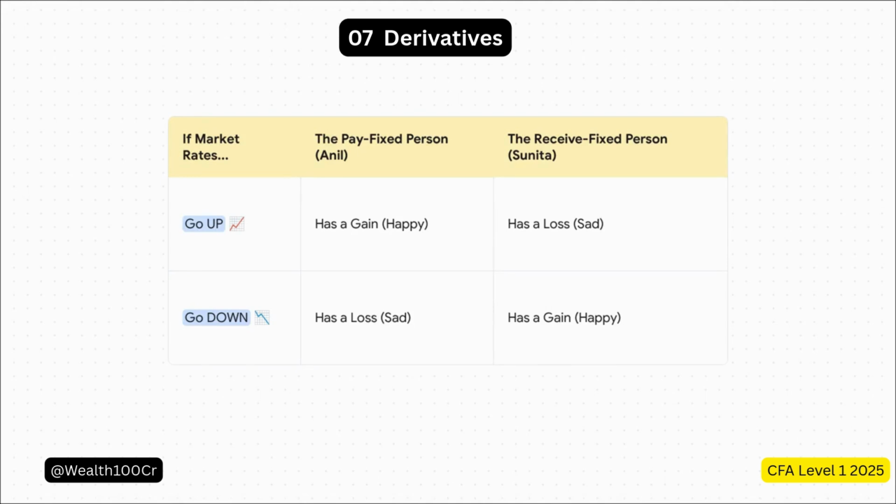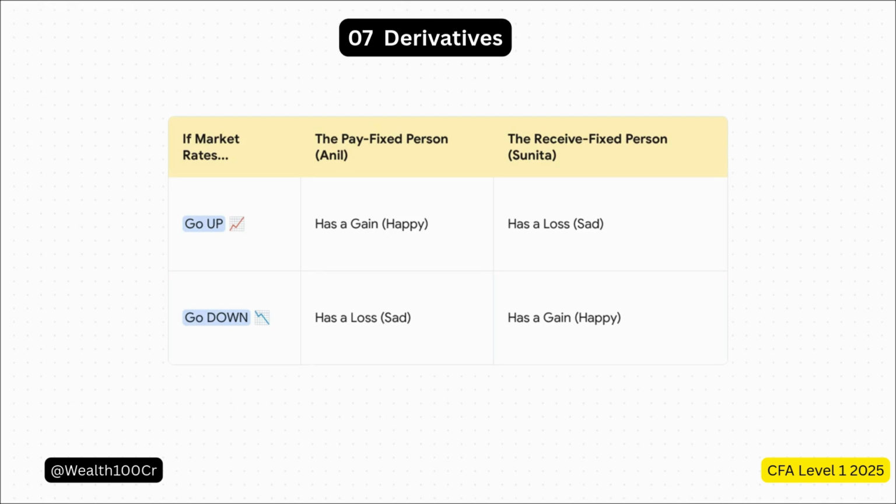Think about Anil, the person who is paying a fixed rate. What happens if the market rates go up? Oh, he will be so happy. Why? Because he is paying a low fixed amount, while everyone else is paying a very high market rate. He has a gain. It's like his team is scoring runs.